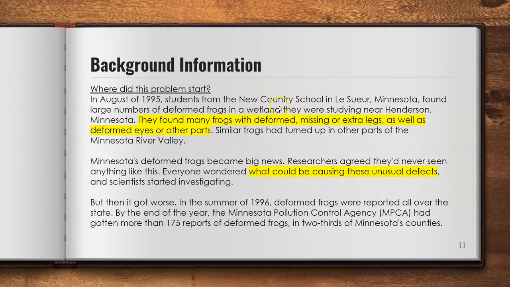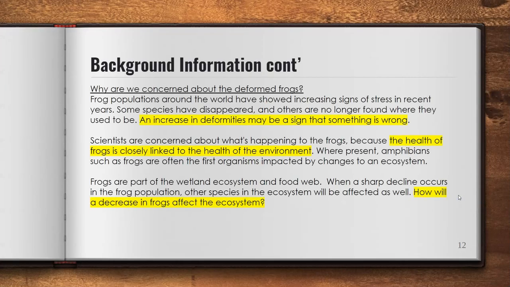And the researchers were wondering what is going on, how are these being caused? Okay, this happened in one county in Minnesota, but then the next year they found over 2/3 of Minnesota counties were finding frogs like this. So there's definitely something going on. Scientists know that when we see an increase in deformities, that could be a sign that something's wrong, because frogs are absorbing a lot of things through their skin. So the health of the frog is closely linked to the health of an environment. So amphibians are typically the first organisms impacted by changes to an ecosystem.